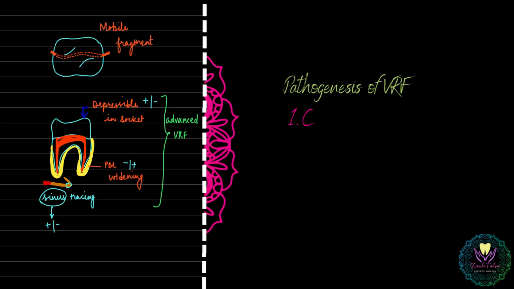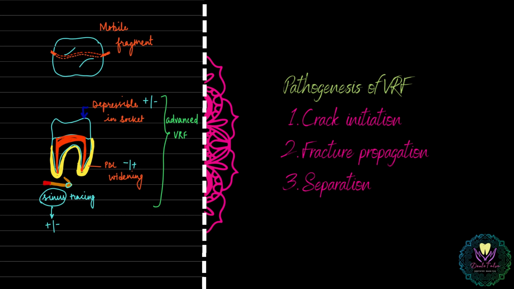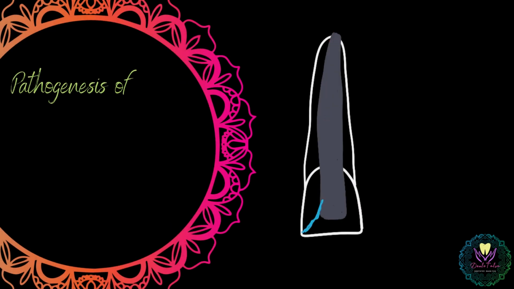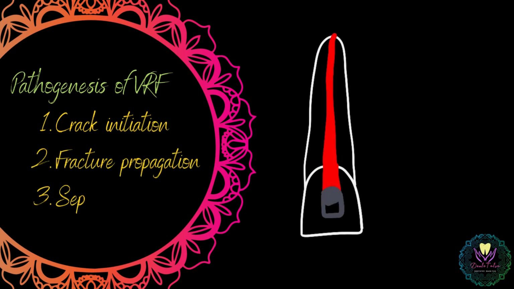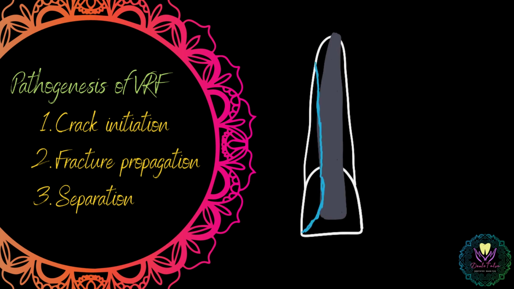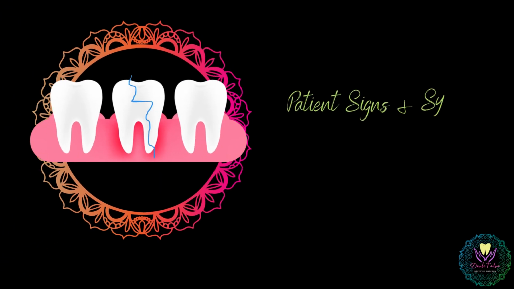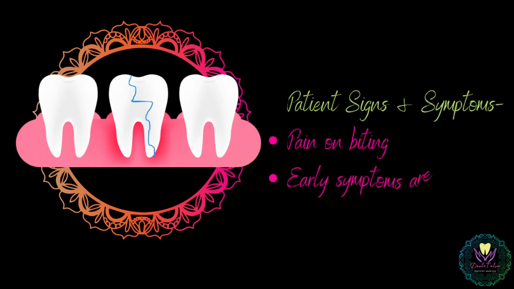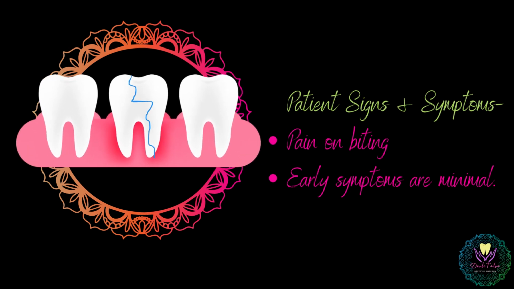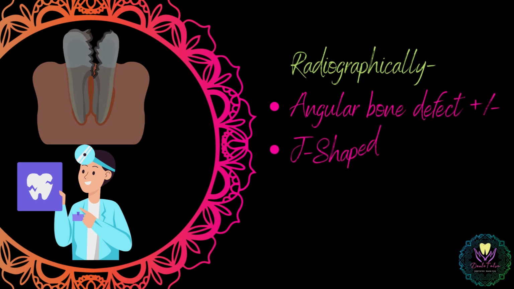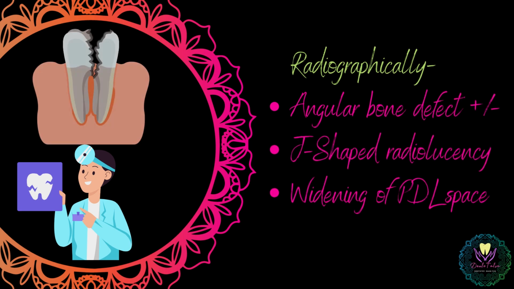The next is the pathogenesis of VRF. So how does VRF initiate? First is the crack. Cracks are micro cracks or tiny defects in the dentine from where VRF actually initiates. In advanced cases of VRF, there is complete fracture, which is also known as a split tooth. In early stages of VRF, the patient will have minimal signs and symptoms because there is not much bacterial buildup for now. There is going to be complete absence of any kind of periapical pathology in early stages.